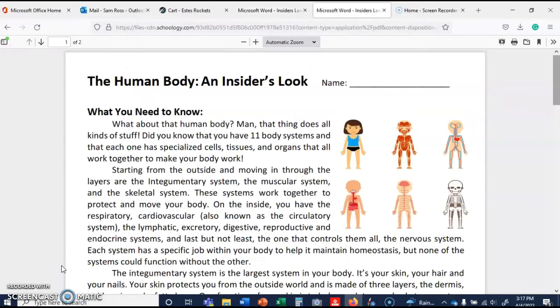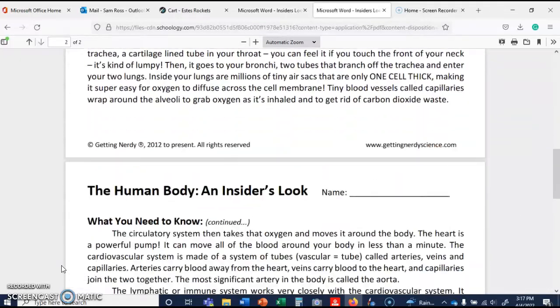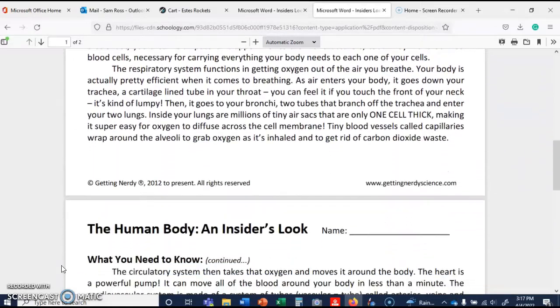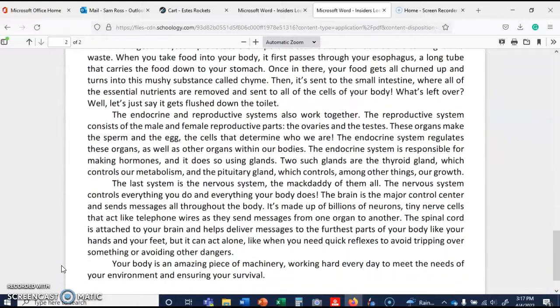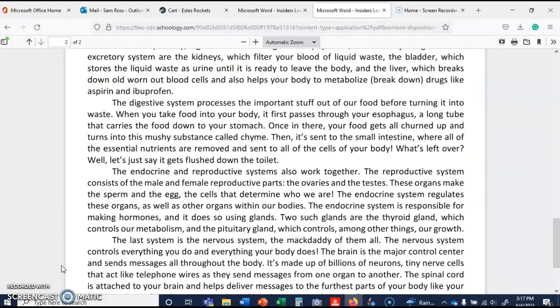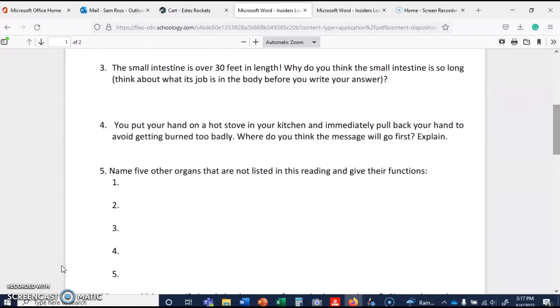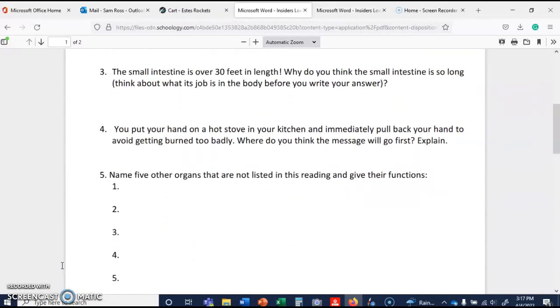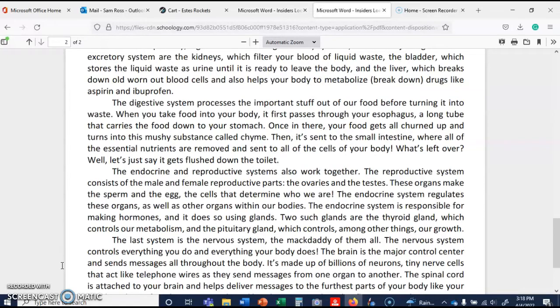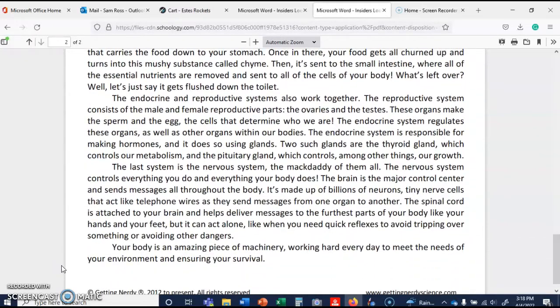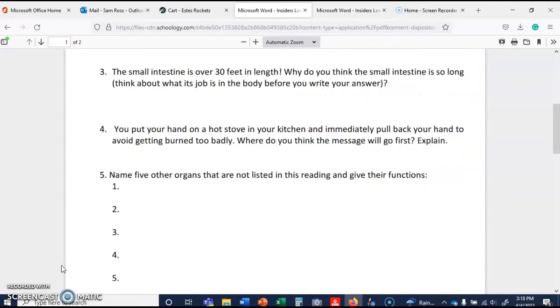So you'll go back here and look up what it talks about for the digestive system, probably up here somewhere. I see respiratory, circulatory, lymphatic, endocrine. There's the digestive system. So take a look and see what the job is of the small intestine. Next: you put your hand on a hot stove in your kitchen and immediately pull back your hand and avoid getting burned too badly. Where do you think the message will go first? That's also going to be in here. I would probably look here for that.